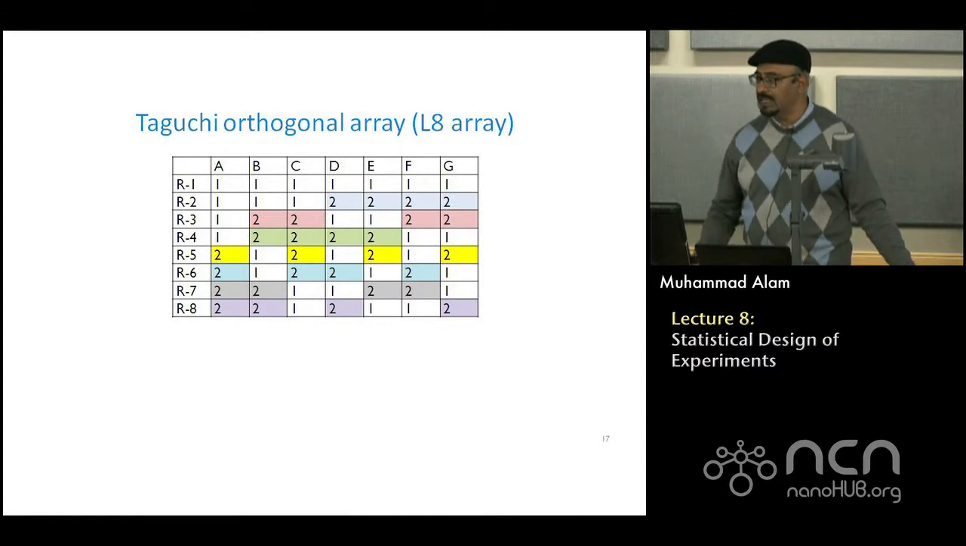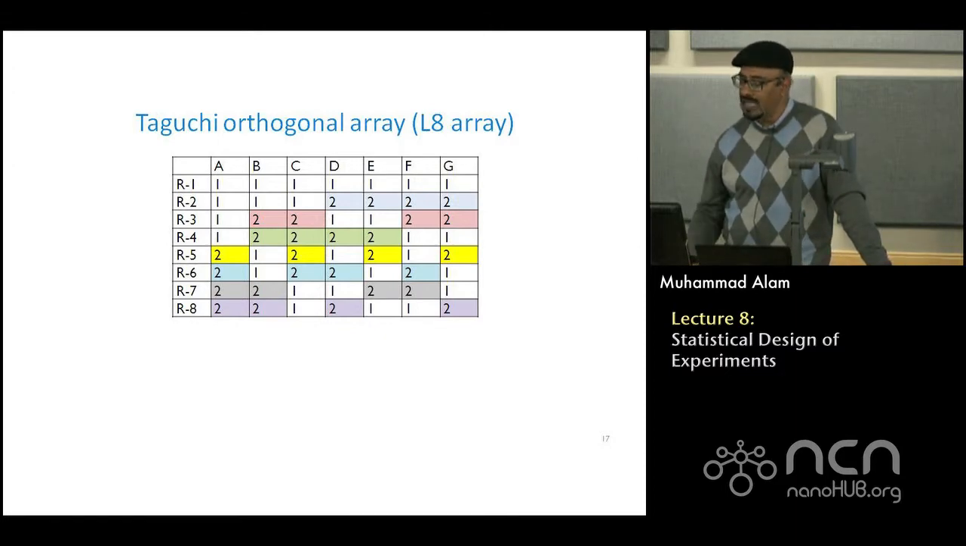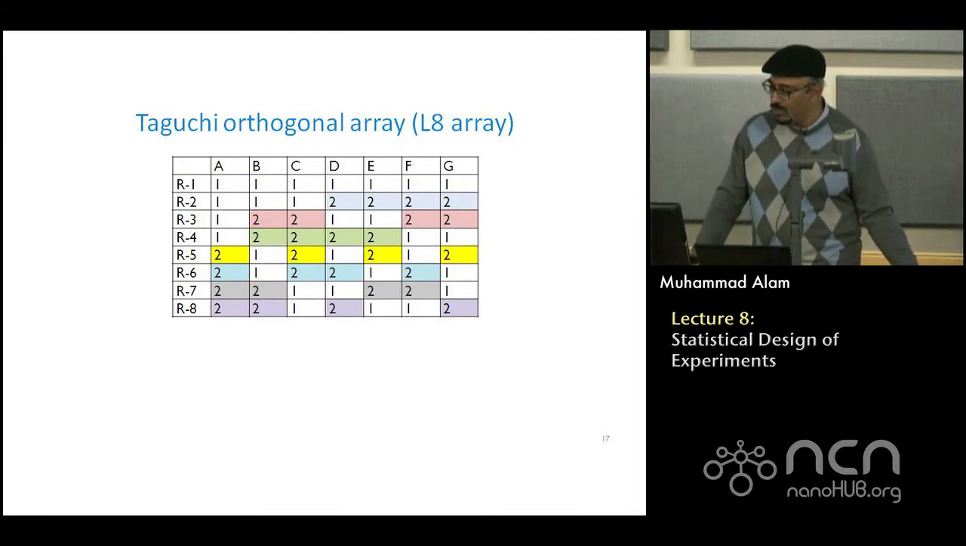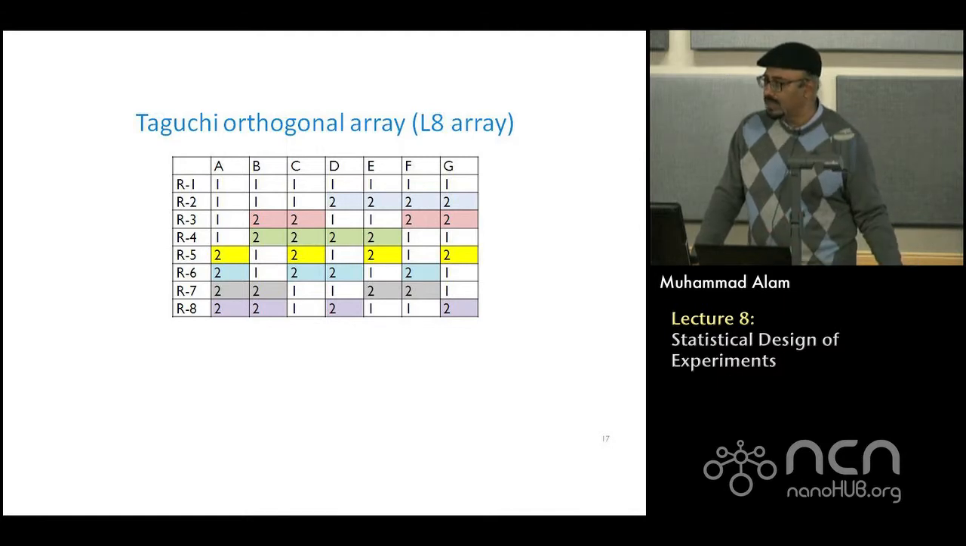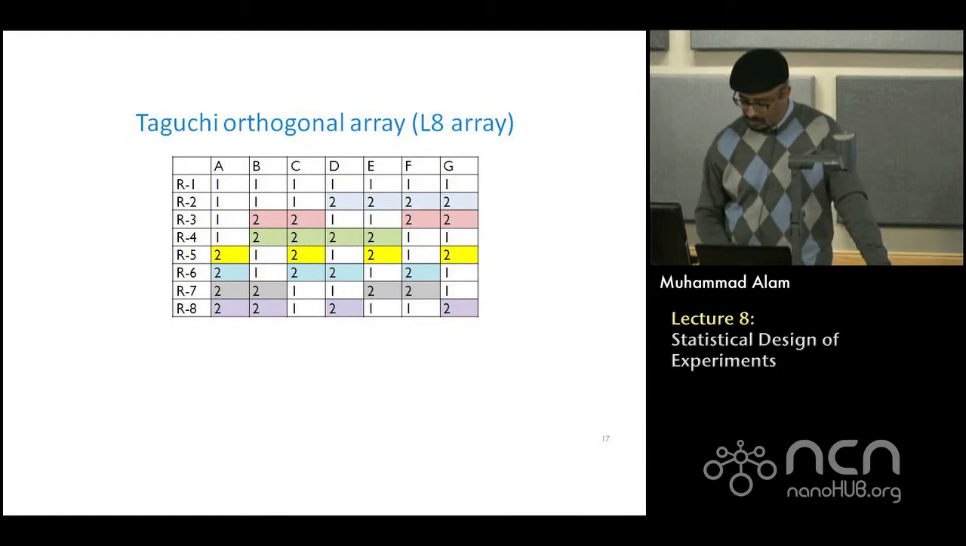This recipe is given in a MATLAB code. What is it called? Fractional factorial. Or you can just type Taguchi array. That will also give you. So what experiment you have to do, given 7 factors, is already given for you. You don't have to write this table. This table is given. You just look it up and then follow this experimental rule.